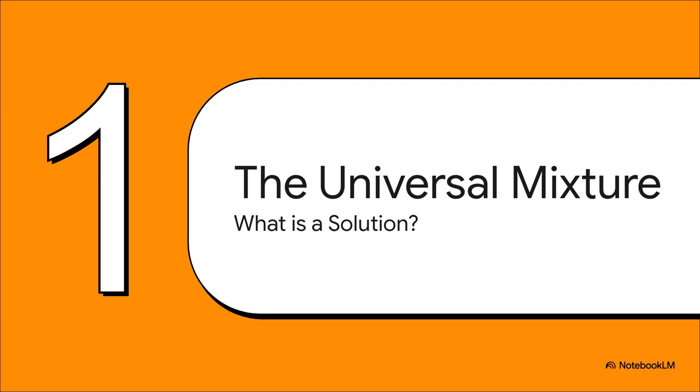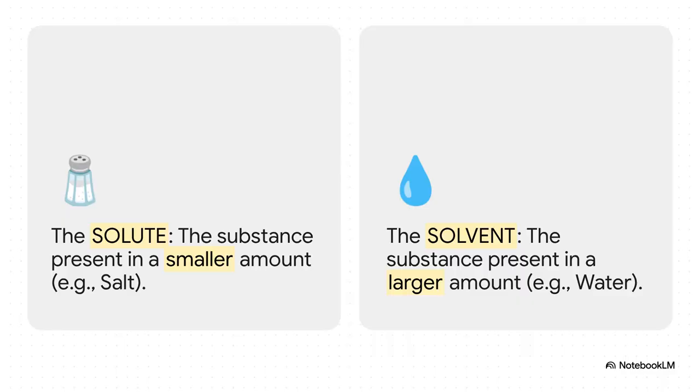Okay, so to get to the bottom of this mystery, first things first, we've got to get a handle on what a solution actually is. Think of it like a recipe with two main ingredients. First, you've got your solute. That's the stuff being dissolved. So in our example, that's the salt. Then you've got the solvent, which is the stuff doing the dissolving. In this case, water. You put them together and bam, you've got a saltwater solution.